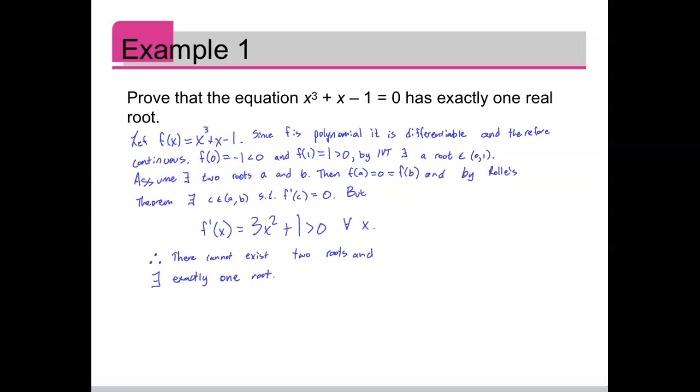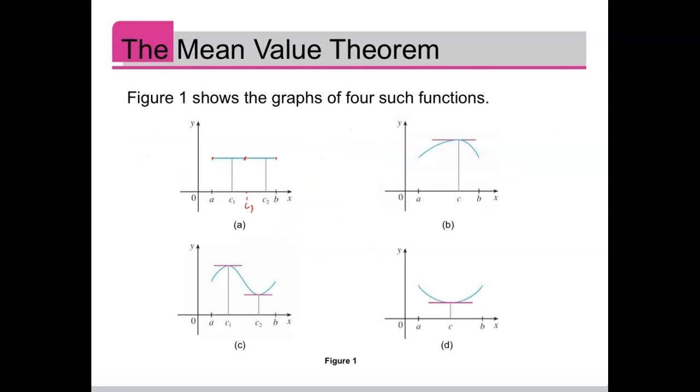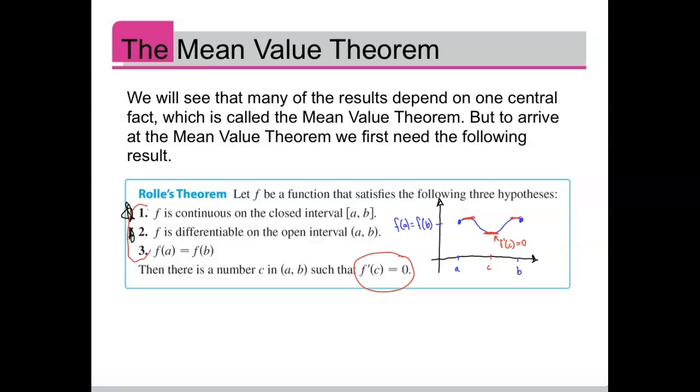Okay, so because this is a polynomial, it's differentiable and it's continuous. And then we said, assume that there are two roots, a and b, which means that f of a equals 0 and f of b equals 0. So f of a equals 0, which also equals f of b. So by that, we've satisfied the three hypotheses of Rolle's theorem. Our function is continuous, it's differentiable, and f of a equals f of b. And those just happen to equal 0 in this case, right? Then Rolle's theorem says there must exist a number c such that the derivative is equal to 0, right?